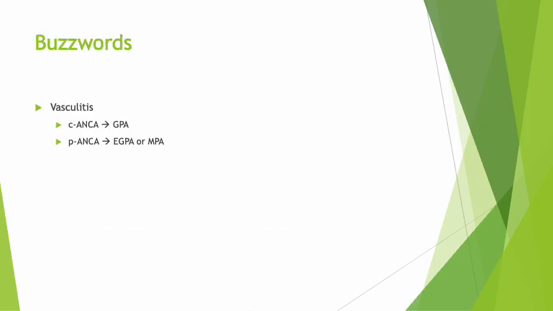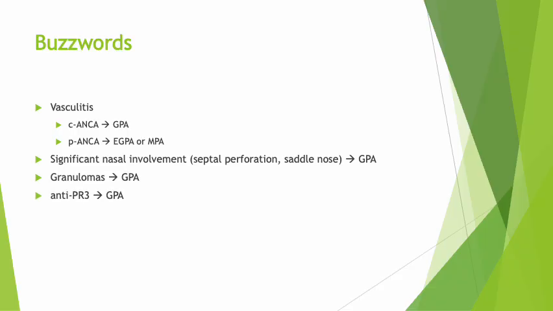So vasculitis, if you see ANCA, think about is it a C-ANCA or a P-ANCA? If it's a C-ANCA, they're trying to get you to think about GPA. If it's a P-ANCA, they're trying to differentiate between EGPA or MPA. And if they have significant nasal involvement, like a saddle nose deformity or septal perforation, they're probably trying to get you to say GPA. If you see any evidence of granulomas, think about GPA. And then anti-PR3 is going to go with that C-ANCA, so that's going to be GPA as well. Remember that for EGPA or MPA, those are going to be MPO or P-ANCA, not the PR3.